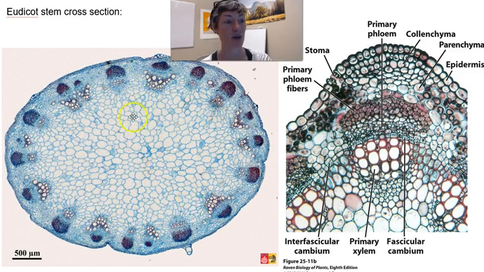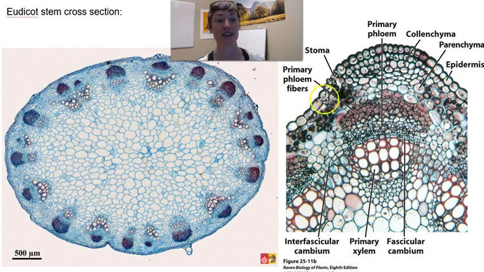So now we have pith in the middle, and we have cortex just on the outside here of these vascular bundles. There's not a lot of cortex here, not like in the root. So more pith, less cortex. We have this ring of vascular bundles, and we can get a close-up on that ring to see what's going on. So here we have the epidermis, this outermost layer.